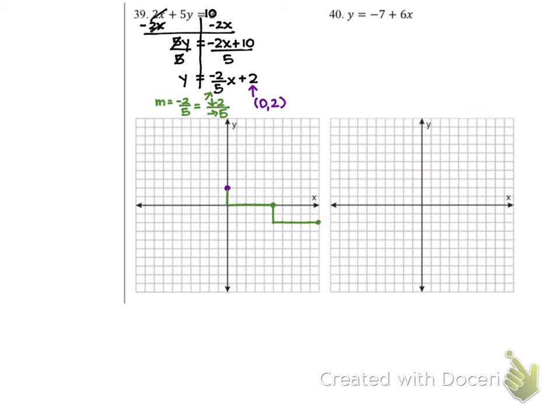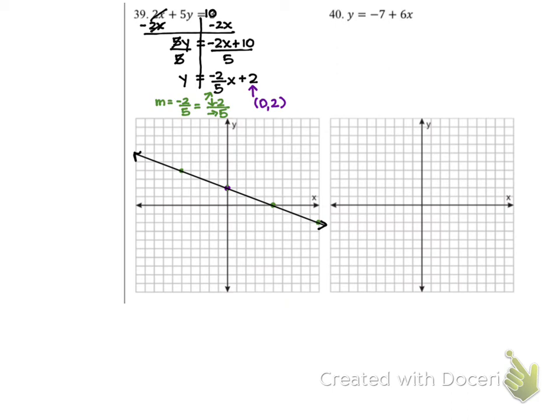Now we could do points the other way. We could have gone up 2 from the purple point. 1, 2, 3, 4, 5. Left 5. Get rid of the staircase since we don't need that. It's just to help us see the slope. And then grab your straight edge. And we're going to connect the dots. And then remember, make sure that you draw your arrows on the end.